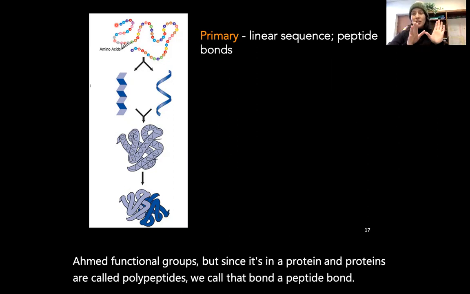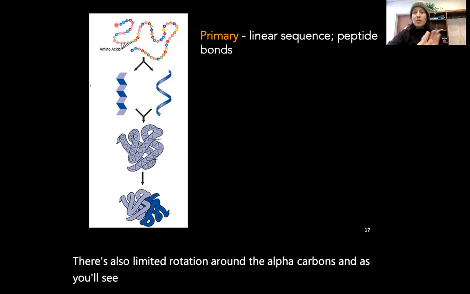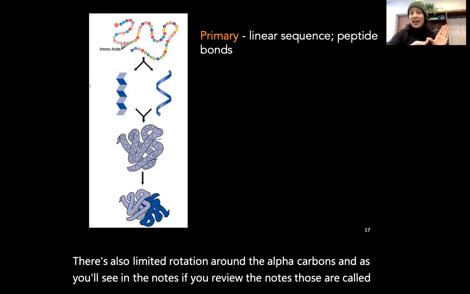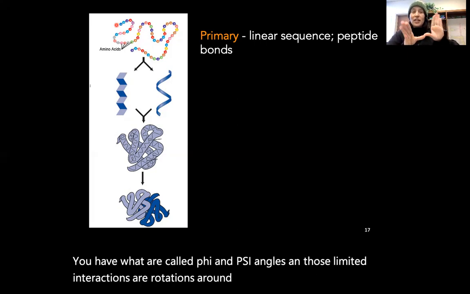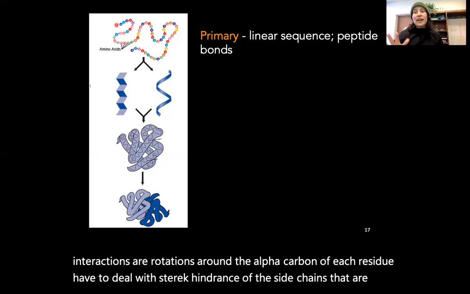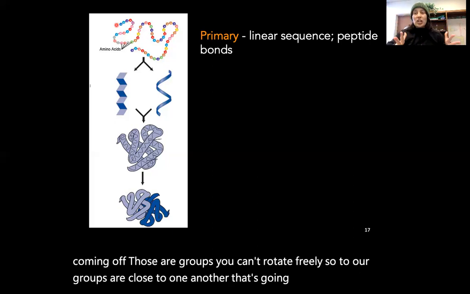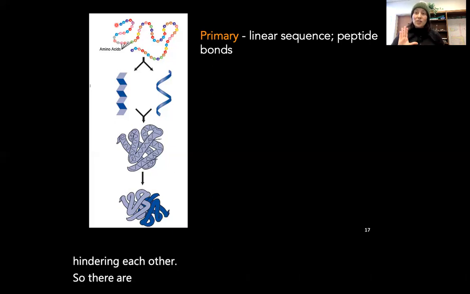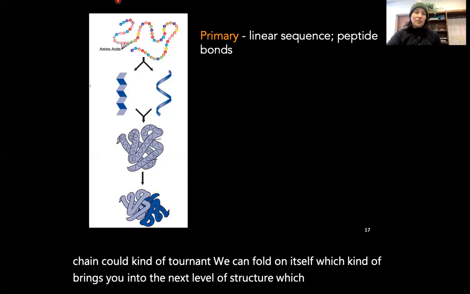There's also limited rotation around the alpha carbons. And as you'll see if you review the notes, you have what are called phi and psi angles. Those limited rotations around the alpha carbon of each residue have to do with steric hindrance of the side chains coming off, those R groups. Okay? You can't rotate freely so that 2 R groups are close to one another. That's going to be sterically hindering each other. So there are allowed angles at which the single linear chain could turn and tweak and fold on itself. Okay? Which brings you into the next level of structure, which is called the secondary structure.